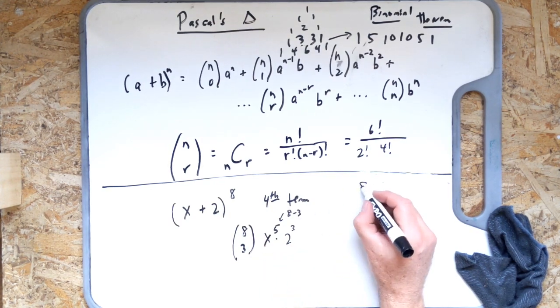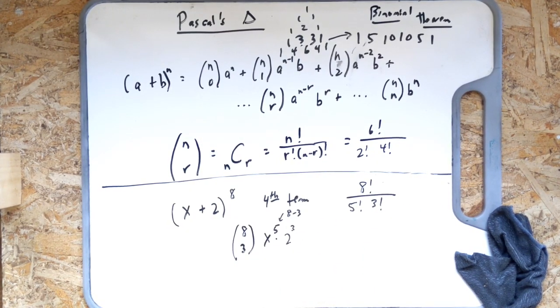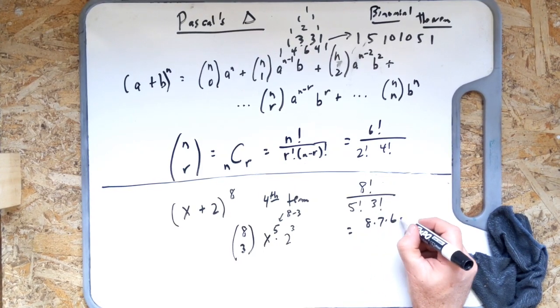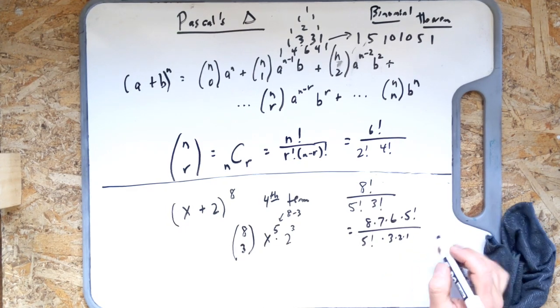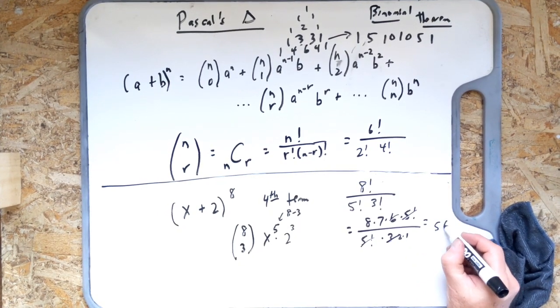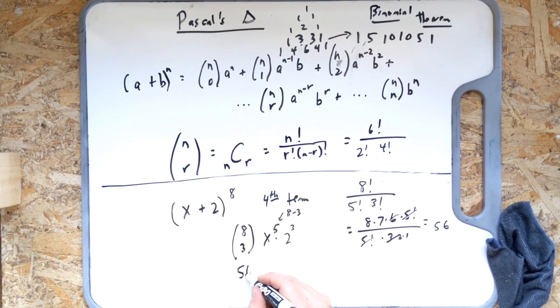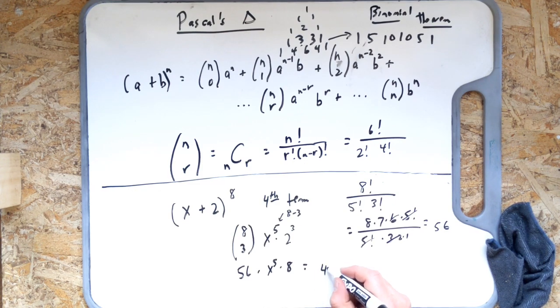Combination of 8 things taken 3 at a time is 8 factorial over 5 factorial, 3 factorial, or 8 times 7 times 6 times 5 factorial, over 5 factorial times 3 times 2 times 1. These cancel with that cancels with that, and that term looks like it's 8 times 7, or 56. Okay, so this is 56 times x to the 5th times 8. Or 8 times 56, I'm going to get a calculator for that. 448x to the 5th. Kind of a mess.